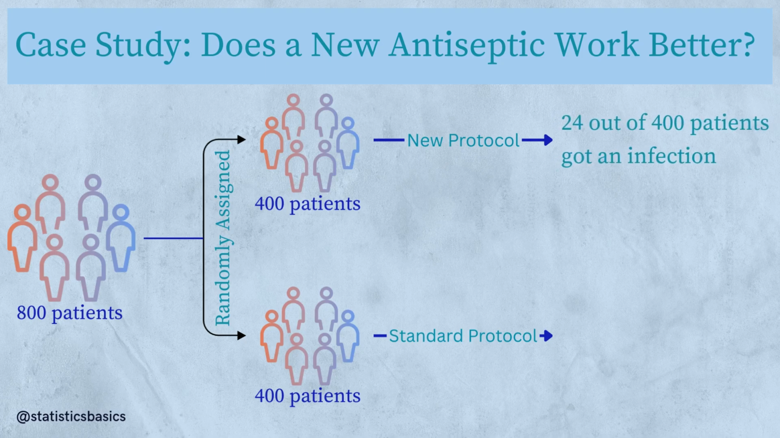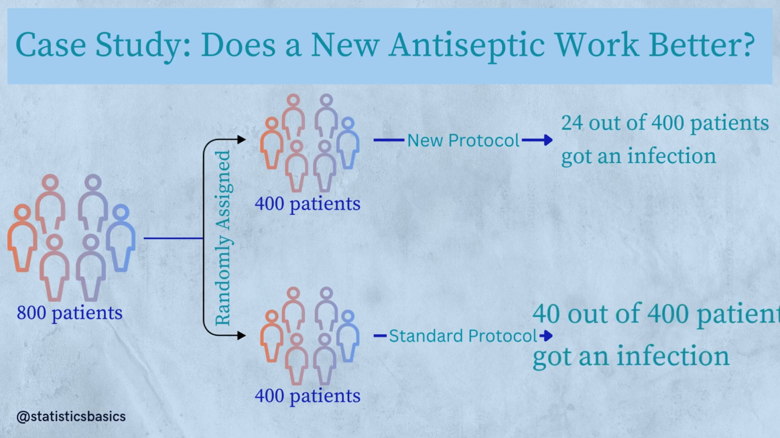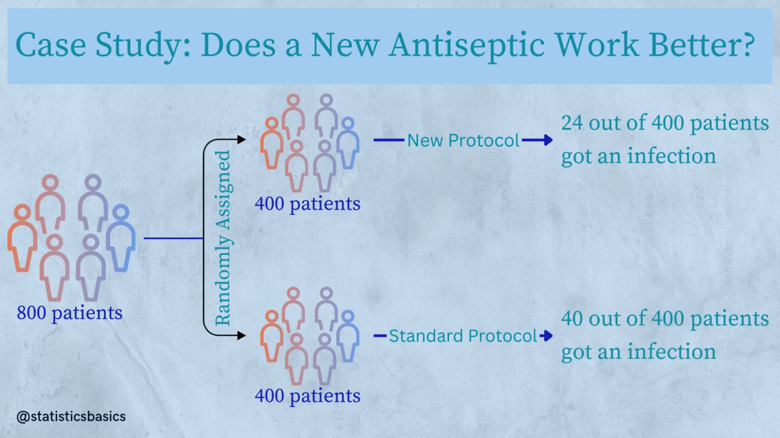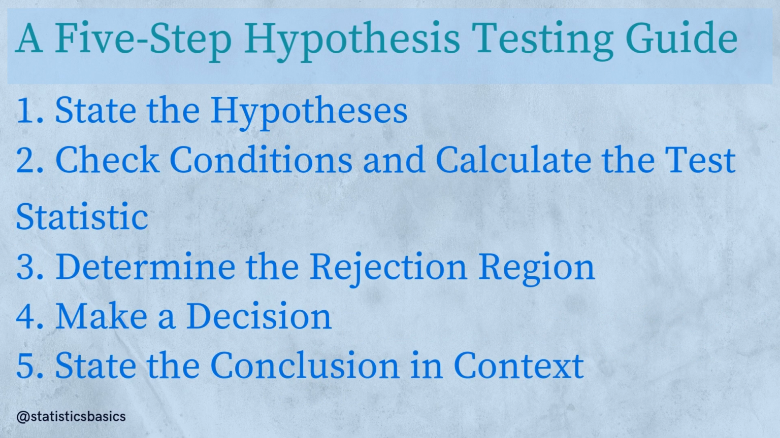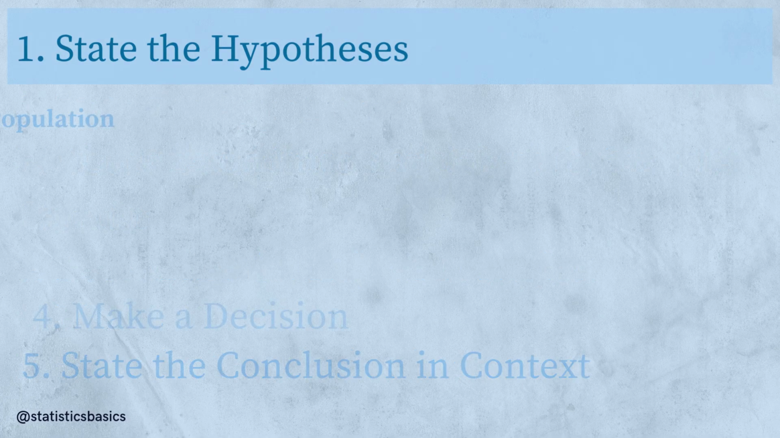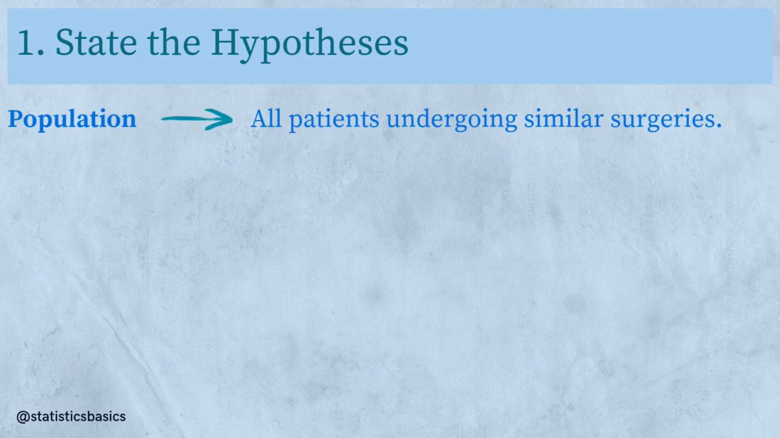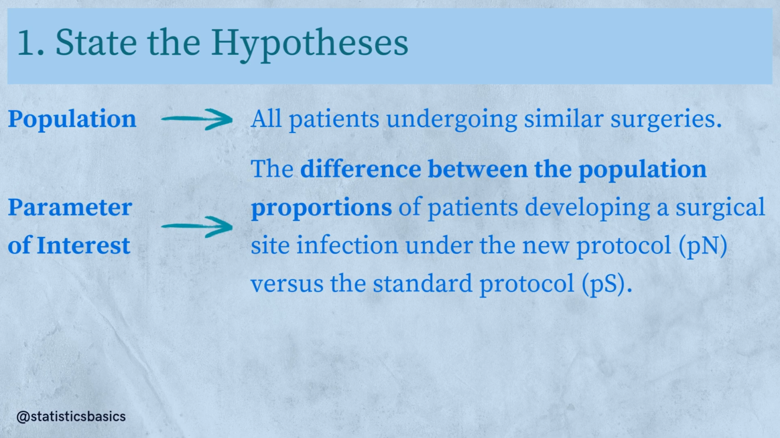The results showed that 24 patients in the new protocol group developed an infection, compared to 40 patients in the standard protocol group. In this scenario, the population consists of all patients undergoing similar surgeries. The parameter of interest is the difference between the population proportions of patients developing a surgical site infection under the new protocol versus the standard protocol.